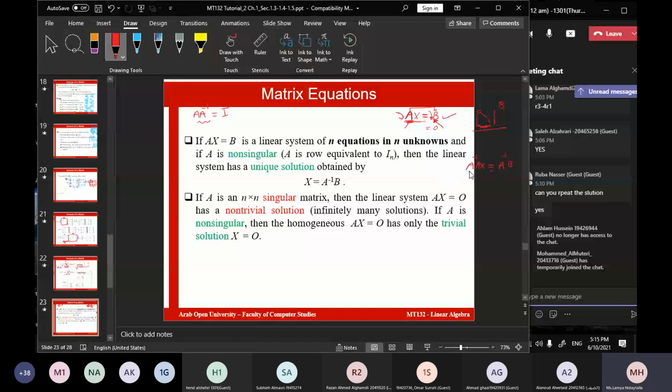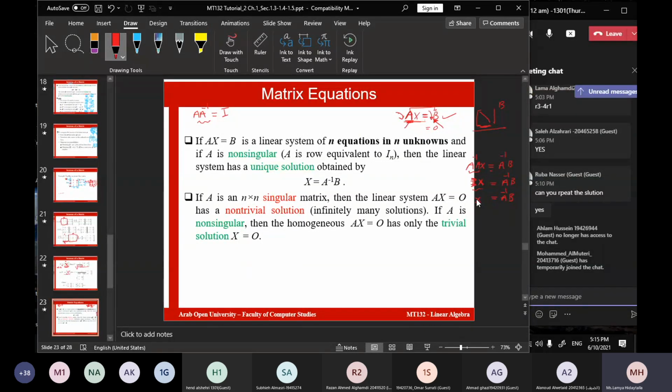But what is this? This is the identity. Identity times X is equal to A inverse times B. Any vector or matrix times the identity, we had it as a rule before, right, in matrices, gives me the same X. So X is equal to A inverse times B.